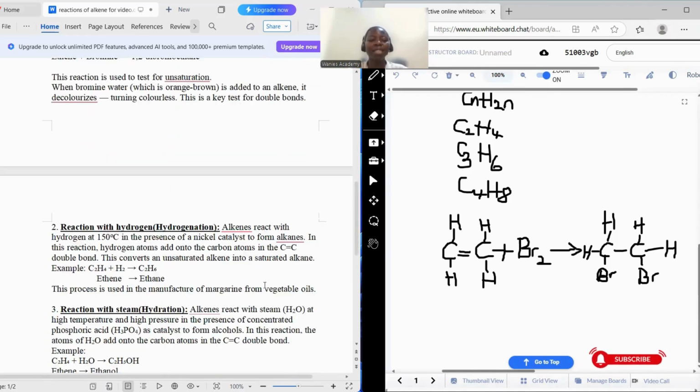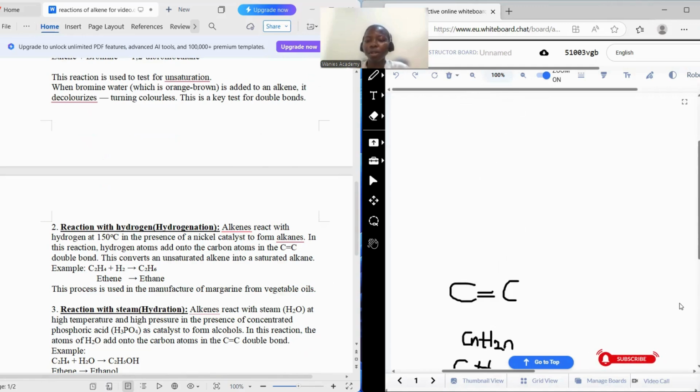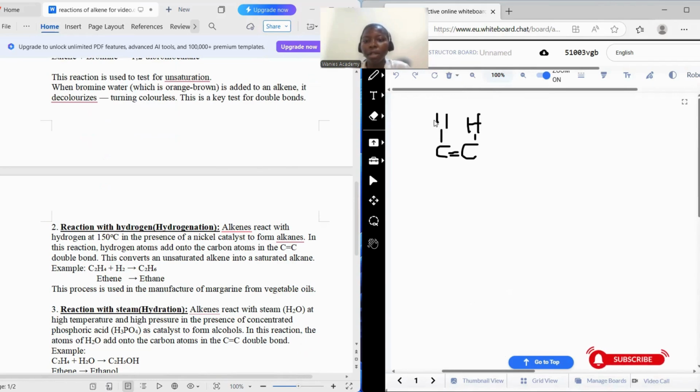The next on our list is reaction with hydrogen, which is called hydrogenation. It's the same thing as halogenation, that is, the double bond breaks open. For example, we have ethene reacting with hydrogen, so ethene plus hydrogen.